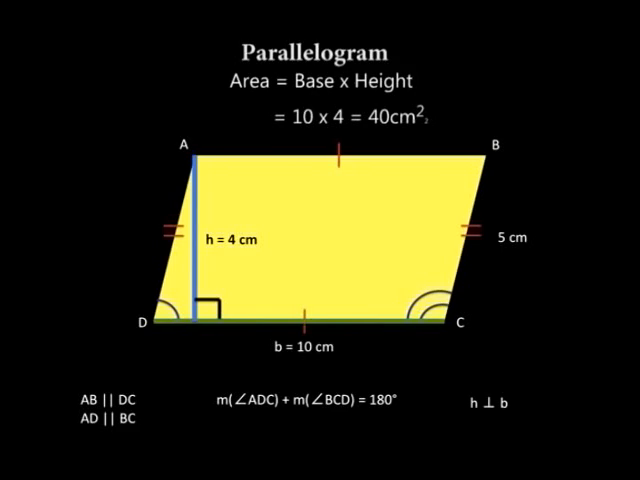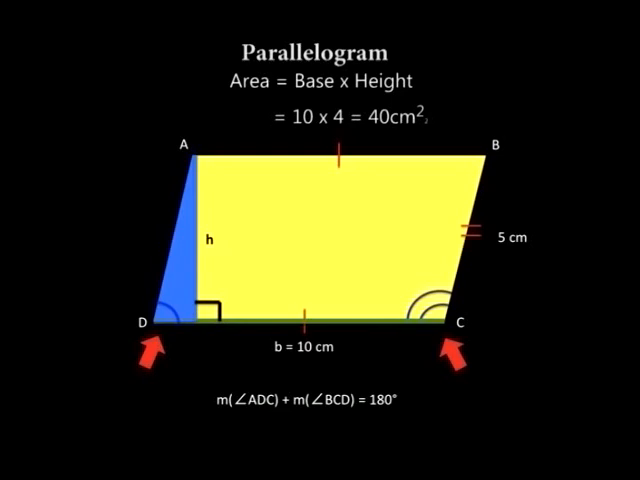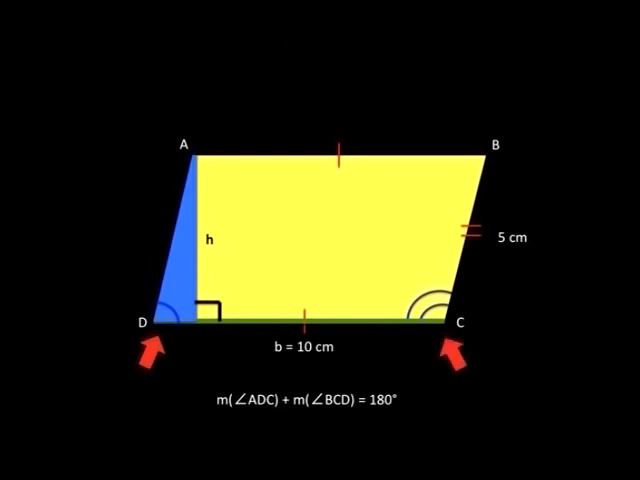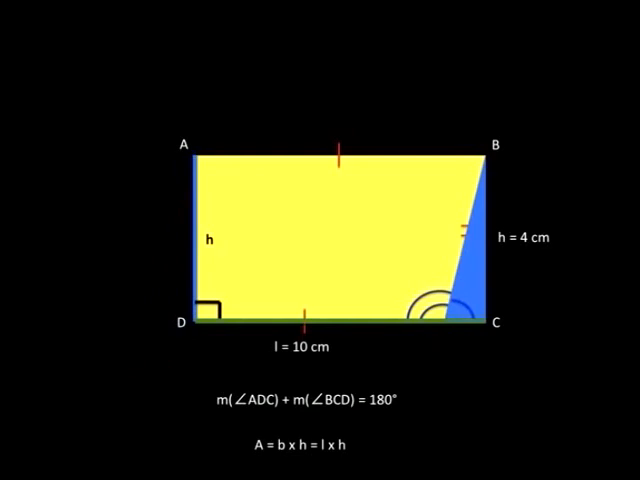Let me help you visualize why the area of a parallelogram is given by base times height. When I placed the perpendicular height here, I created a triangle, the blue region. And because this angle and this angle are supplementary, I will lift the triangle and connect it to the other side here. Now we have formed a rectangle ABCD with a height of 4 centimeters, a length of 10 centimeters, and therefore an area of 40 square centimeters. So when we use the formula for a parallelogram, we are actually calculating the area as though the parallelogram were a rectangle.